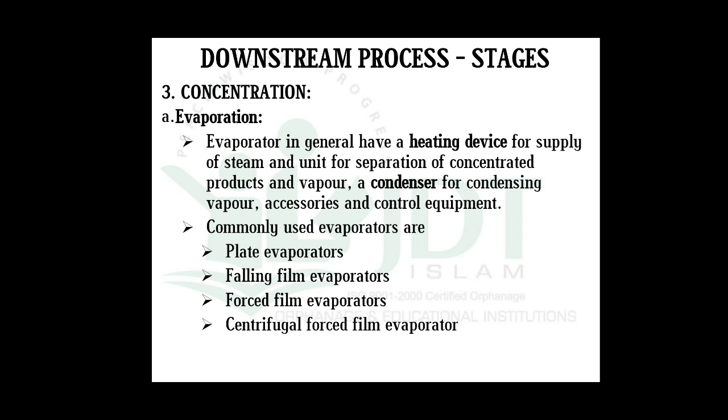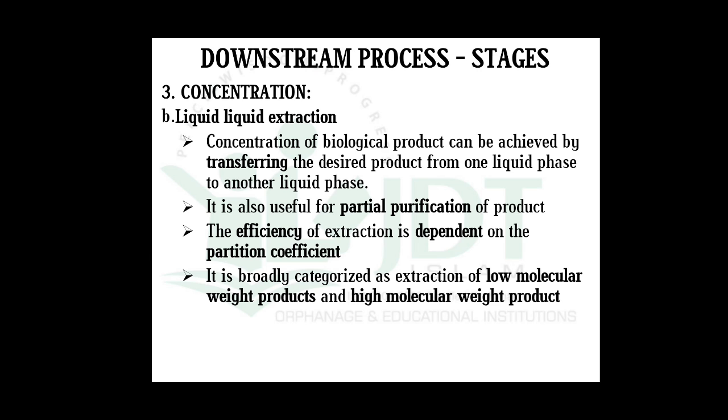Now the first one is evaporation. In general, we will use a heating device for the supply of steam, a unit for separation of concentrated product and vapor, a condenser for condensing vapor, and accessories and control equipment. Commonly used evaporators in the downstream process are plate evaporator, falling film evaporator, forced film evaporator, and centrifugal forced film evaporator. The second method for concentration is liquid extraction.